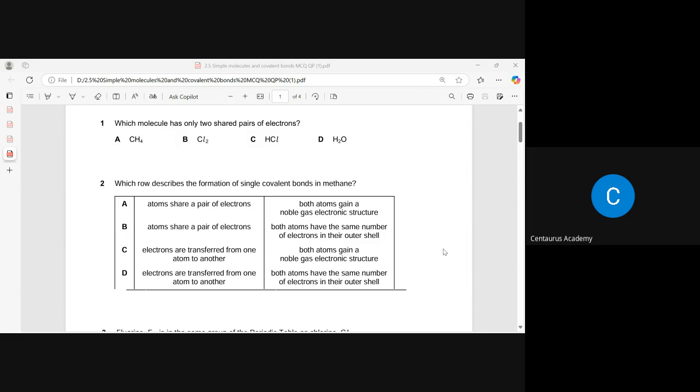Okay, tell me answers one by one. Which molecule has only two shared pair of electrons? You may write your answers in the chat box, please.